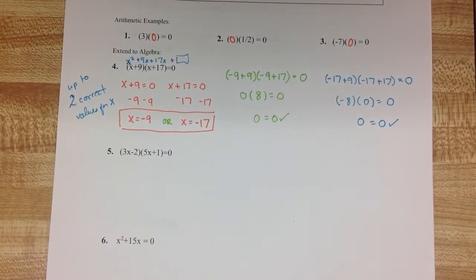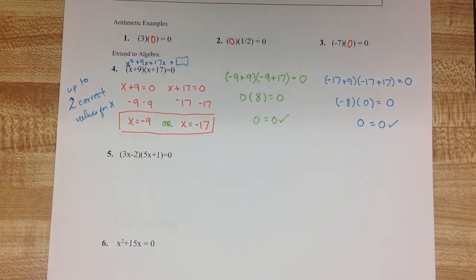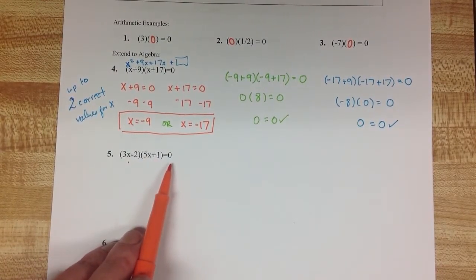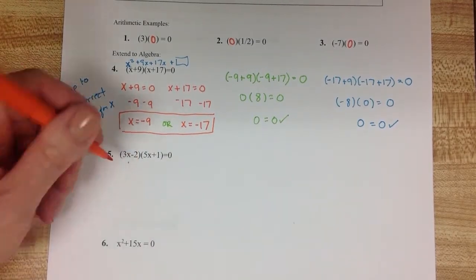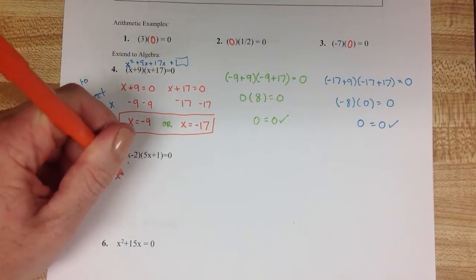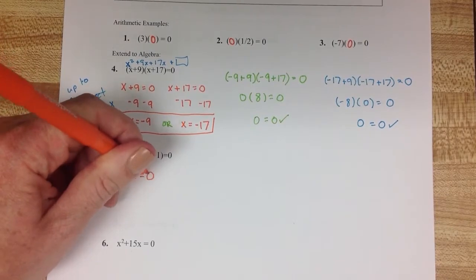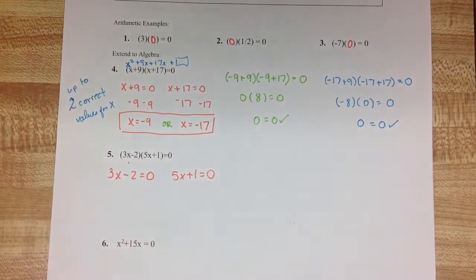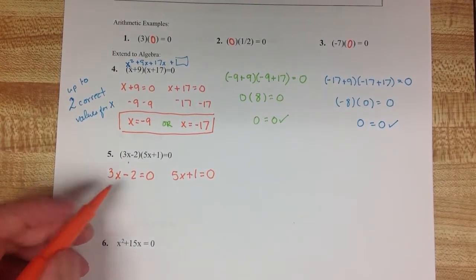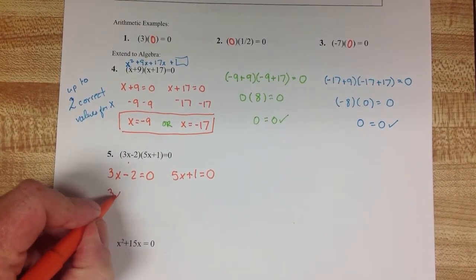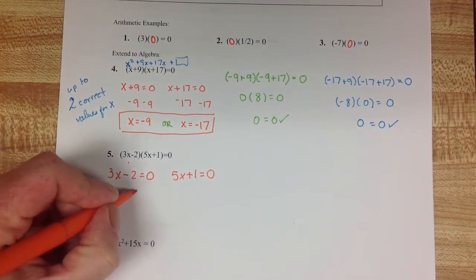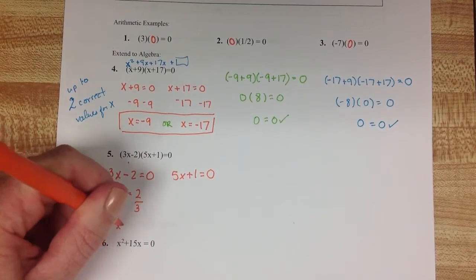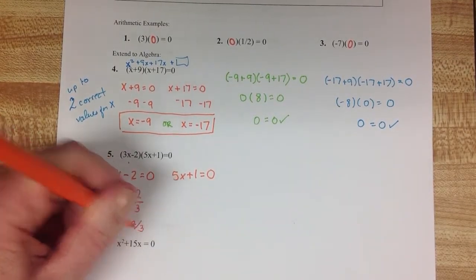This next problem has a little bit more algebra to do in the solving, but you can see it's already factored into two binomials. They are already set equal to 0. So we're going to use exactly the same process we used up here. 3x minus 2 equal to 0, or 5x plus 1 equal to 0. Solving this first one, I get 3x equals 2, divide both sides by 3, x is equal to 2/3.